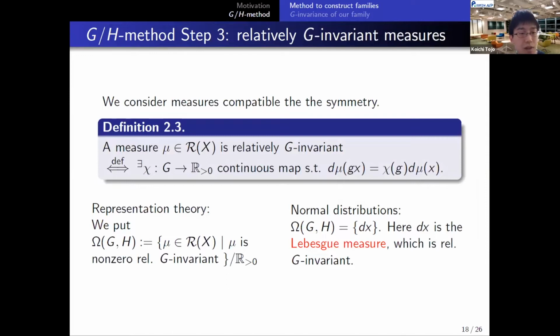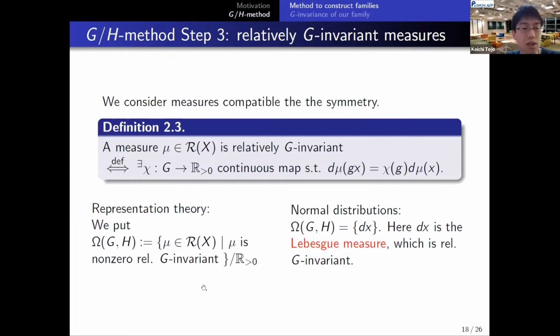In step 3, we consider measures compatible with symmetry. On the normal distribution side, a measure compatible with scaling and translation is essentially the Lebesgue measure. Mathematically, measures compatible with symmetry means relatively Lie invariant measures. The definition of relatively Lie invariant measure is given in definition 2.3.